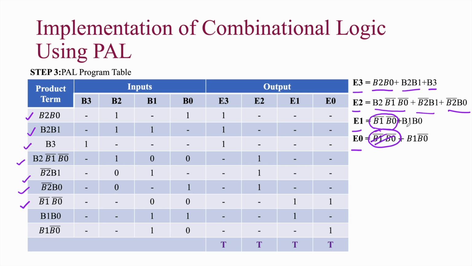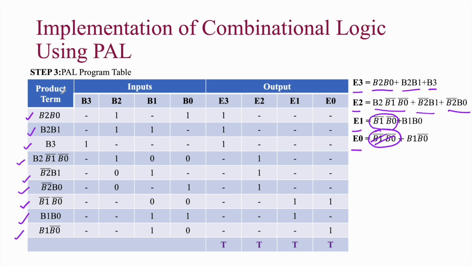And what is this term here? It is B1, B0. So, B1, B0. And as discussed, we are dropping this term because we have already written B1 bar, B0 in the product term list. Therefore, we will drop this one and move on to B1, B0 bar. B1, B0 bar. None of these terms should be repeated.